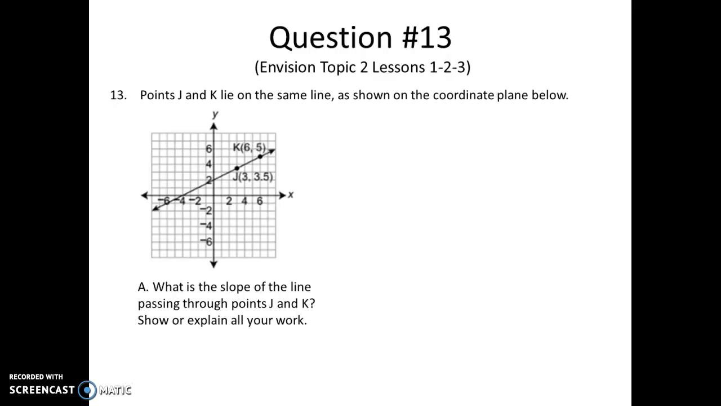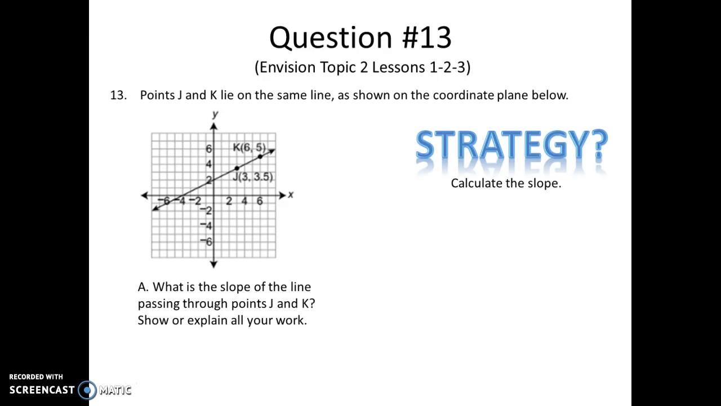Question number 13. Points J and K lie on the same line, as shown in the coordinate plane below. So what is the slope of the line passing through points J and K? Show or explain all your work. How would you approach this one?